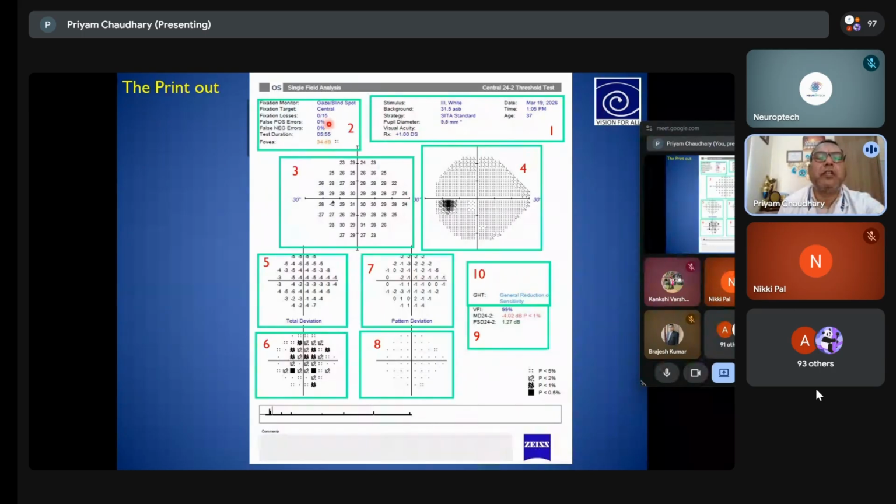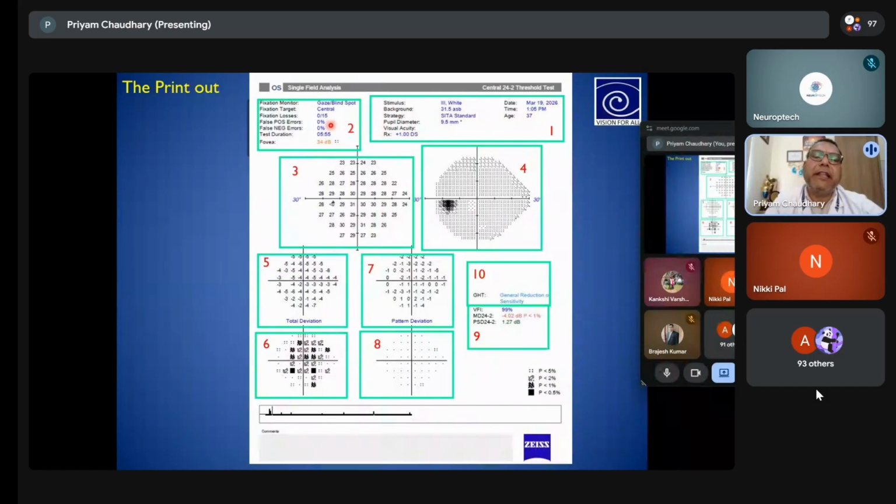So what is false positive? The patient is not seeing the diamond or stimulus but pressing the button. That is the false positive, or trigger happy patient. False negative: the patient is seeing the stimulus but not pressing the button. This is the false negative.